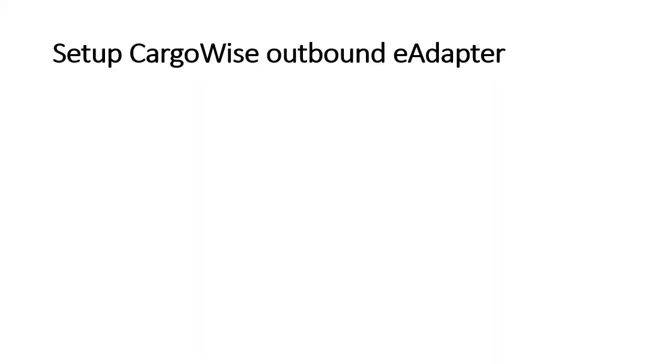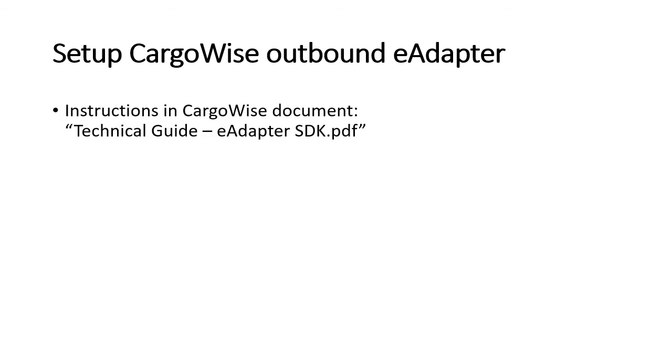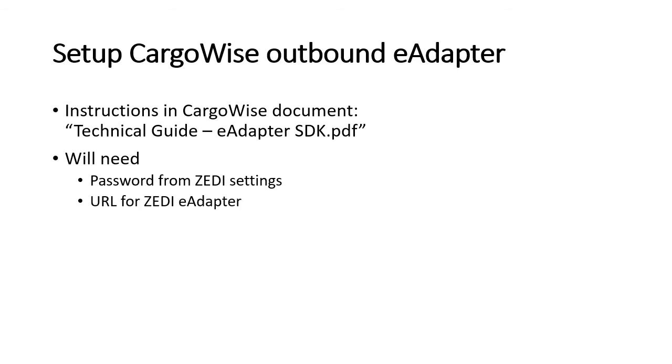You'll now need to set up the outbound eAdapter in CargoWise. Again, instructions for doing this can be found in the CargoWise document Technical Guide eAdaptor SDK.pdf, or you may choose to get your CargoWise supplier to set it up for you. Whoever does this will need the password. This is the one you entered on the eAdaptor settings screen in ZEDI, and the URL for your eAdapter.